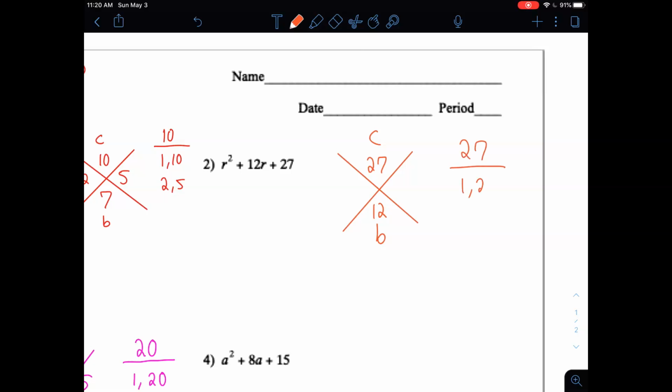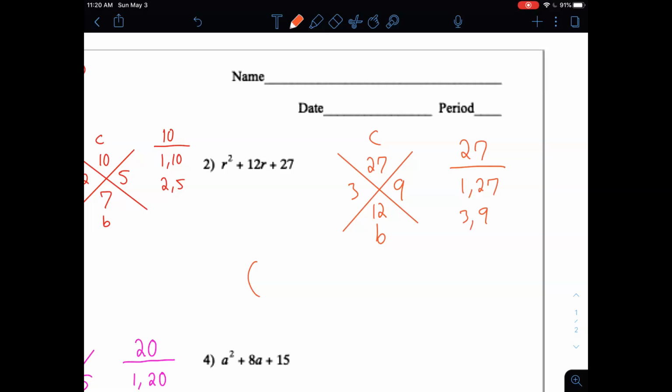Well, he's got 1 and 27. 2, no. There's 3 going to 27. Yep, 3 times 9. Is there anything else to multiply to 27? I don't think so. I think this is it. And we need numbers that are going to add to 12. So does 1 and 27 add to 12, or does 3 and 9 add to 12? Hopefully you said 3 and 9.